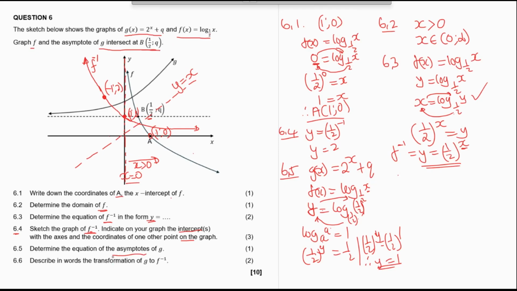Therefore, the equation of the asymptotes. Let's answer the question. What is the equation of the asymptote? So the equation of the asymptote is y is equal to 1. That's the equation of the asymptote.